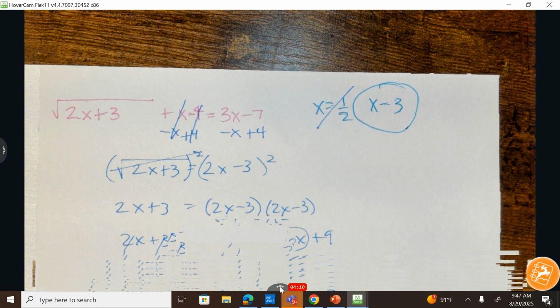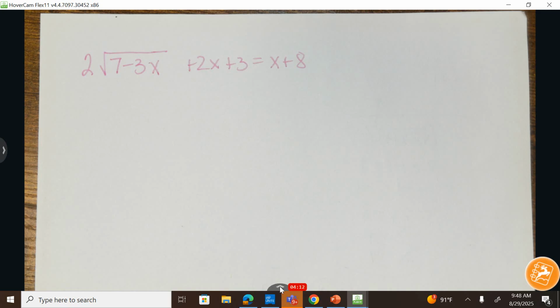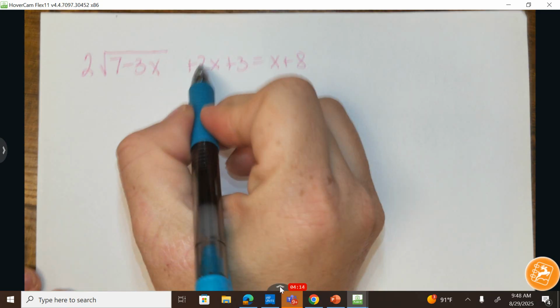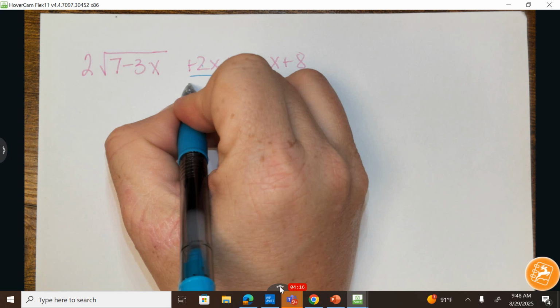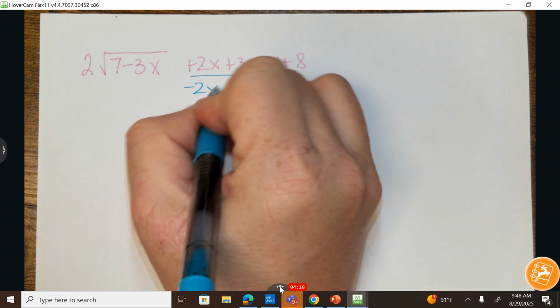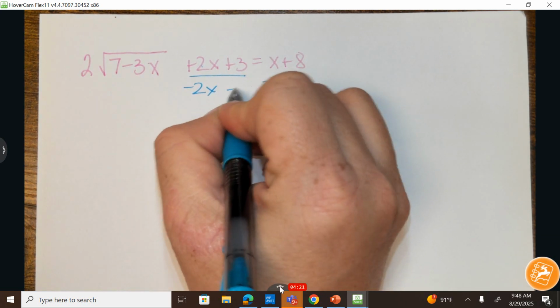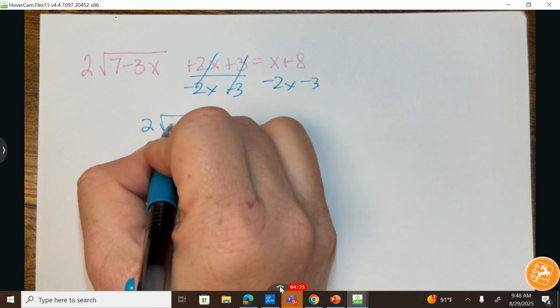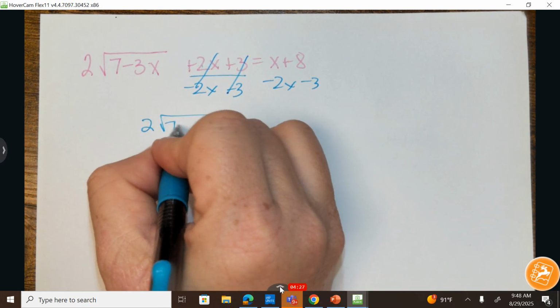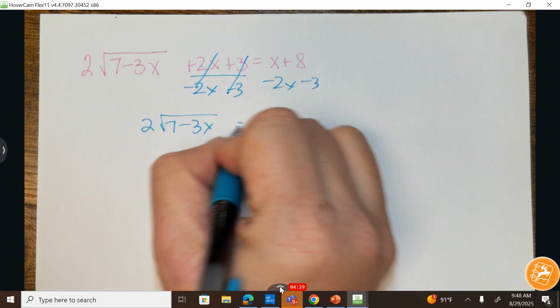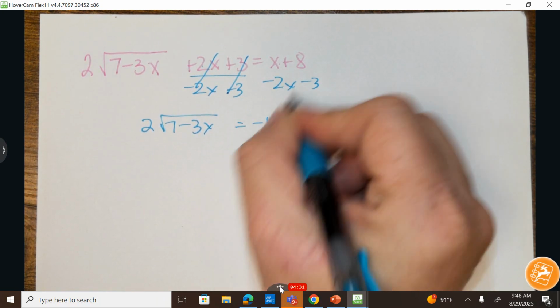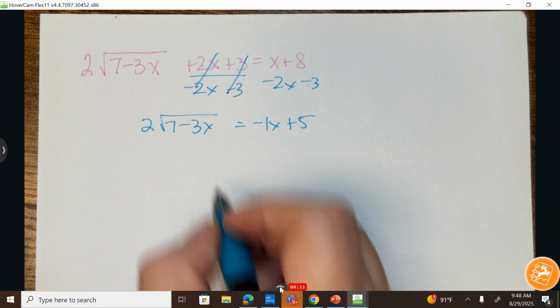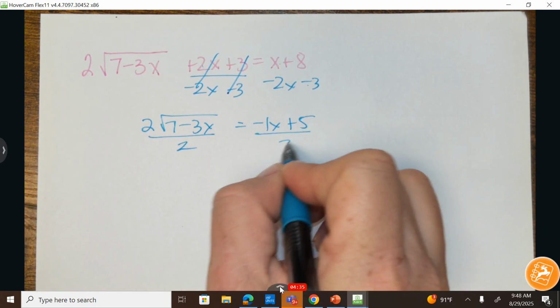So I'm looking right now at problem number 3. I'm going to start by moving these to the opposite side. Opposite of positive 2x is a negative 2x. Opposite of positive 3 is negative 3. 2 times the quantity, 2 times the square root of 7 subtract 3x is equal to negative 1x and positive 5. Now I'm going to divide by 2.